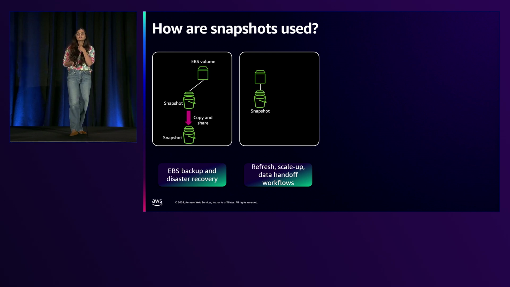The second use case is what we call the refresh, scale-up, and data handoff workflows. In this case, a lot of our customers have organizations with a large number of business units, and each of these business units has a multitude of accounts. So there might be a central team that builds the latest version of an Amazon Machine Image, or AMI.